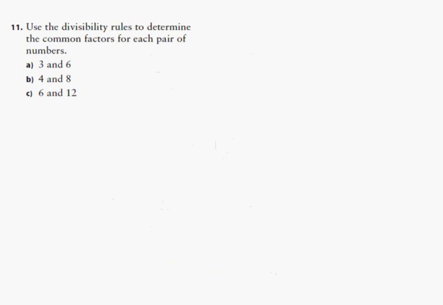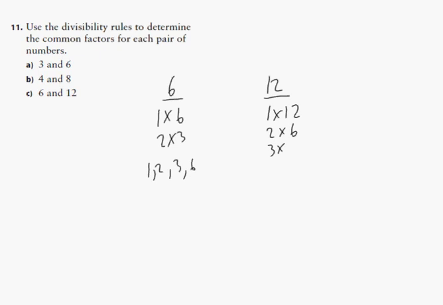For the last one, C, for 6 and 12, 6 is 1 times 6 and 2 times 3, so the factors are 1, 2, 3, and 6. And for 12, it's 1 and 12, 2 and 6, and 3 and 4. So the factors are 1, 2, 3, 4, 6, and 12. So your common factors here are 1, 2, 3, and 6. Those are your common factors.